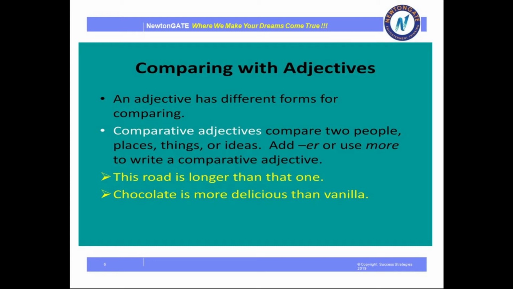Now, comparing with adjectives. An adjective has different forms of comparing. Comparative adjectives compare two people, places, things or ideas. It is very obvious, children, that whenever we compare something or someone, there should be two things or two persons. Otherwise, how will you compare, right? I know you are very intelligent. So, this road is longer than the other road, right? Chocolate is more delicious than vanilla. Most of the students find chocolate the only delicious thing, right? So, these are the things which you can compare.